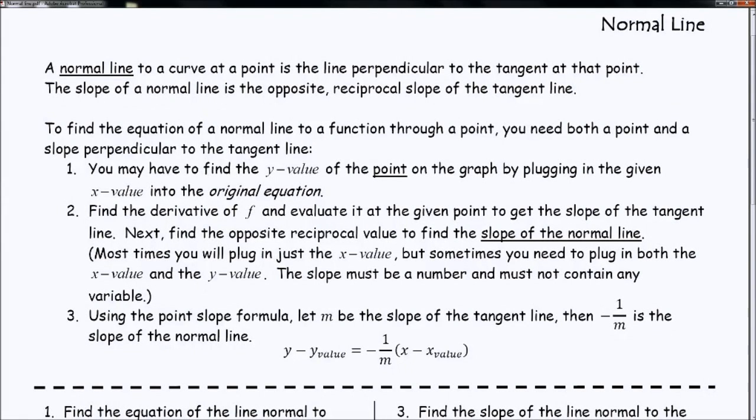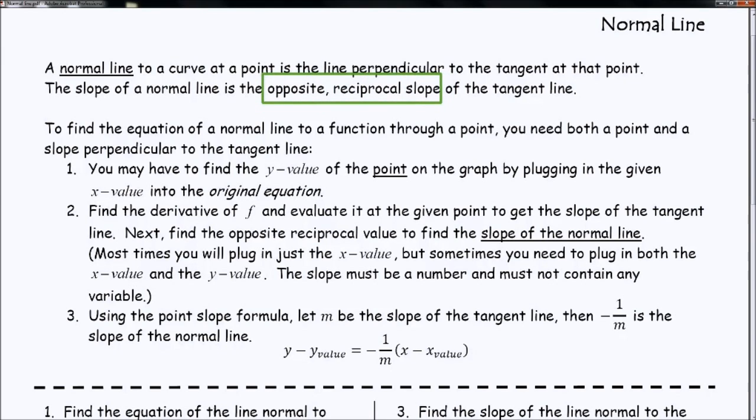Alright, now we're going to talk about the normal line. A normal line to a curve is a line that is perpendicular to the tangent line at that point. When we talk about perpendicular, that means my slopes are opposite reciprocals. The opposite reciprocal.